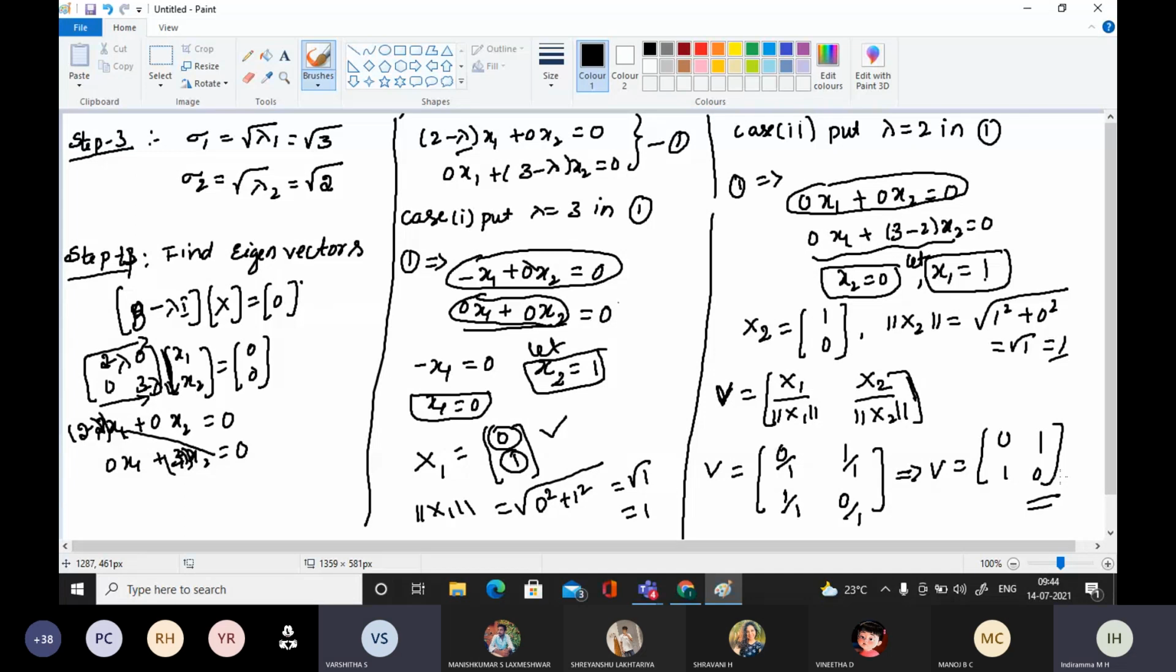Yes, ma'am. So in the question, what are they asking? Unit vectors for V and U. We got the unit vector for V. Okay, so next, after finding V, what should we construct? U. So next we go for U.